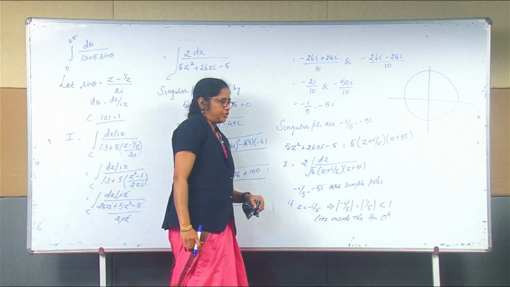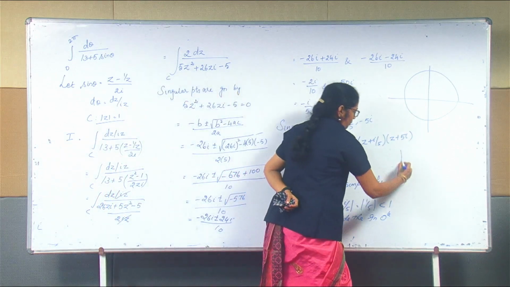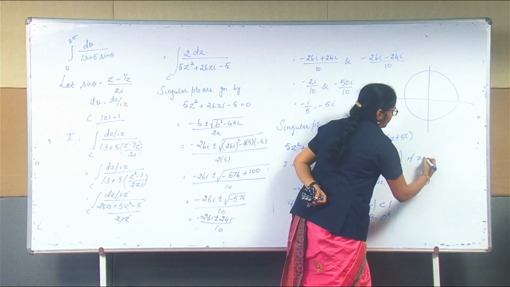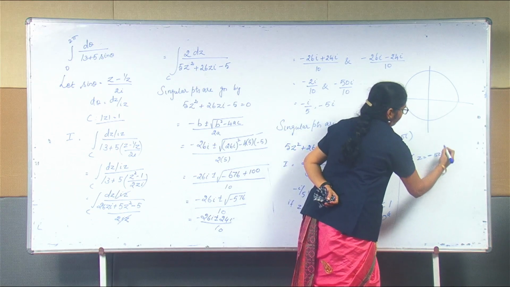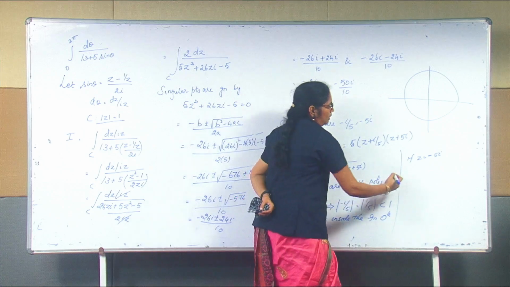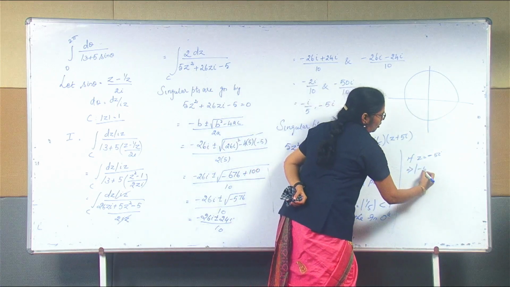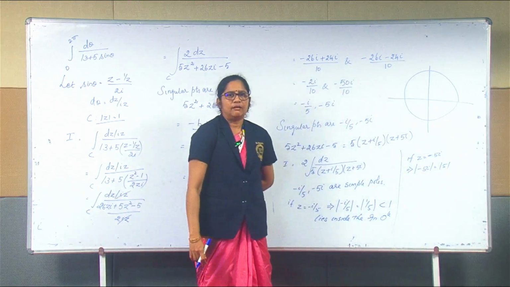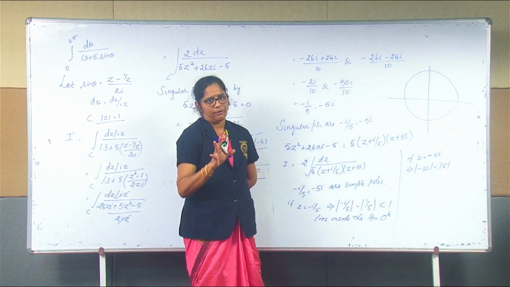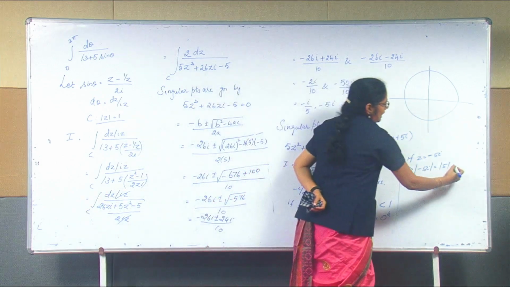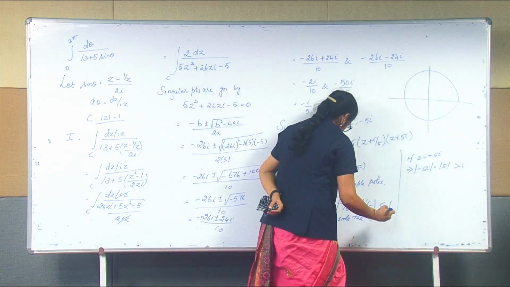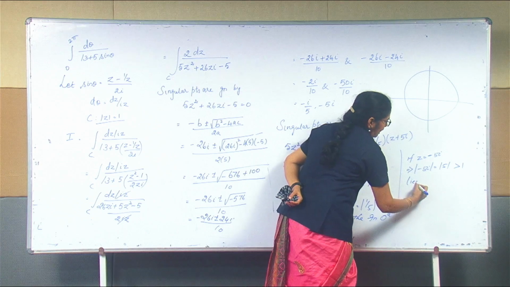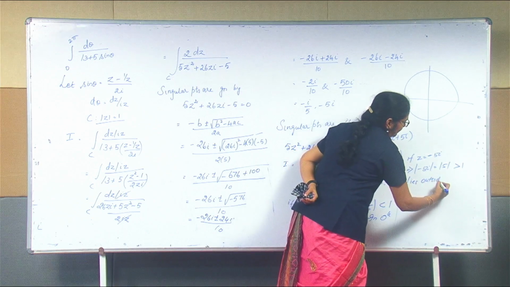We have to check the next point. So if z equal to minus 5i, then what is modulus z? Modulus of minus 5i is nothing but modulus 5. The value of modulus 5 is 5. Obviously which is greater than 1, which means it lies outside the given circle.